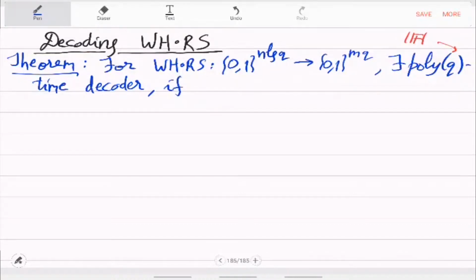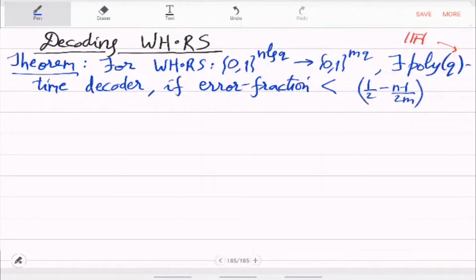The decoder works if the error fraction is less than half of the distance, which actually has to be done for each of these. So, for Reed-Solomon you have to halve, which will give you half minus (n minus 1) by 2m, and then on top of this Walsh-Hadamard also you have to halve, which will be half of half, which is 1/4.